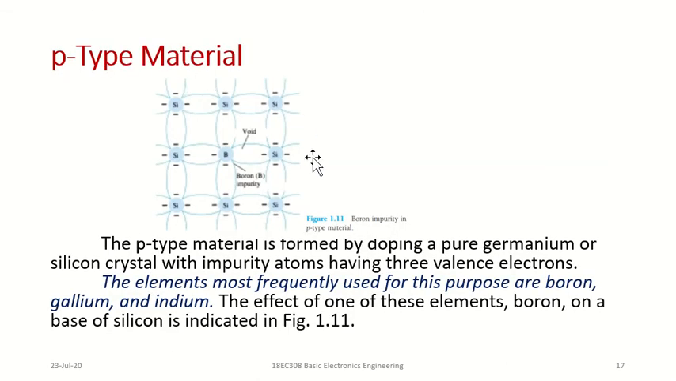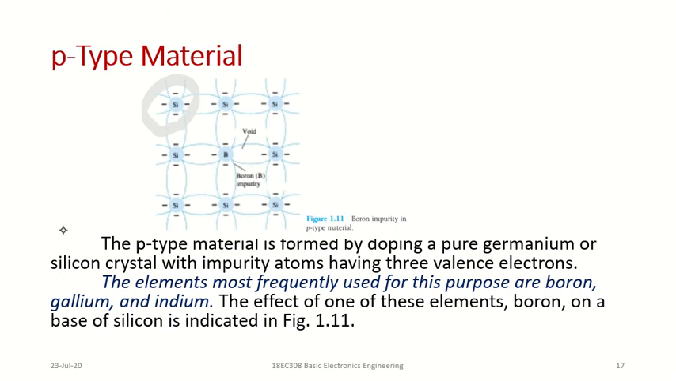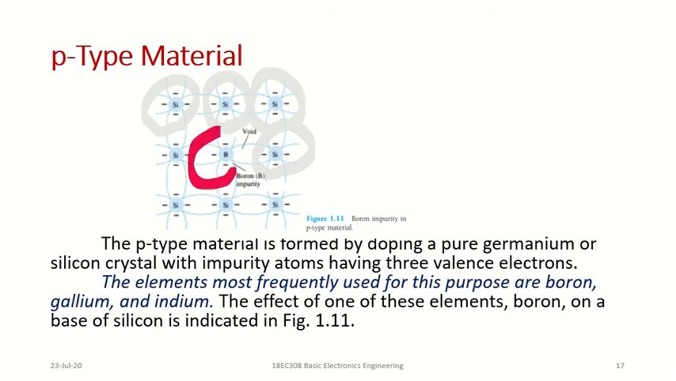In p-type material, you can see silicon atoms, but the center one is boron. Boron is trivalent. How many valence electrons are there? If you observe closely, you can see 1, 2, 3. Only 3 are there. Here there is no electron. That is why they have mentioned void. Void means absent.